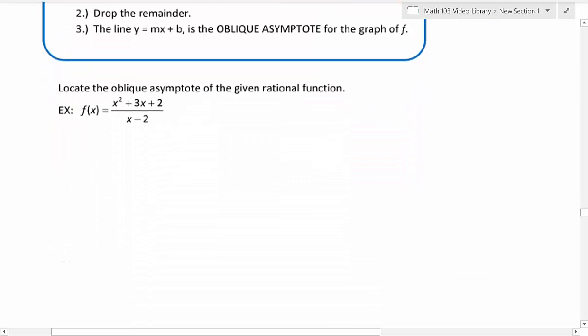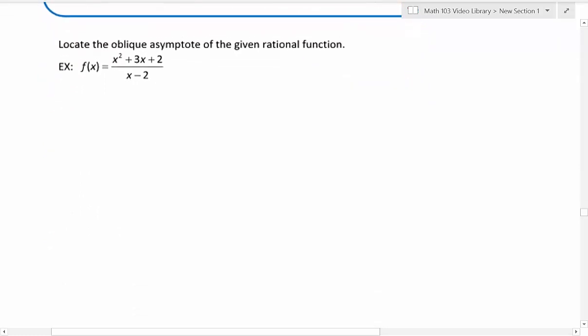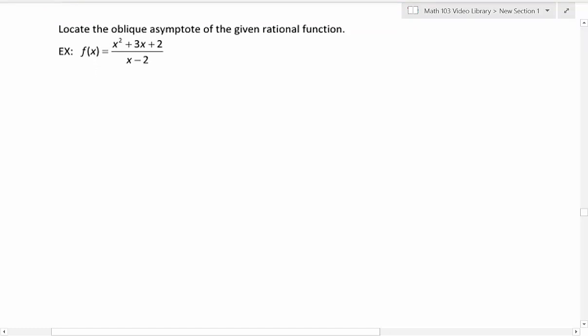So let's locate the oblique asymptote of the given rational function. The first thing you want to do is confirm that the degree of the numerator is exactly one larger than the degree of the denominator. It is. So we can divide. Notice that our divisor is x minus 2. Therefore, we can use synthetic division to perform the division. The 0 of the divisor on the outside, the coefficients of the dividend underneath, and then we synthetically divide.